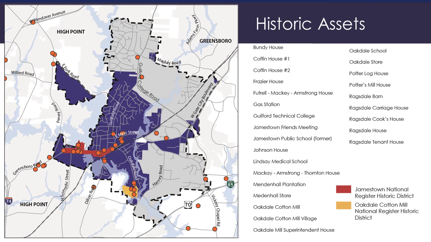In addition to the individual sites and buildings, Jamestown also has two historic districts: the Jamestown National Register District that runs along Main Street from near Oakdale Road to just west of Scientific Street and covers downtown Jamestown as well as historic sites close to the Deep River. The second district is the Oakdale Cotton Mill National Register District in southern Jamestown on the Deep River, which covers the mill as well as the adjacent mill village.